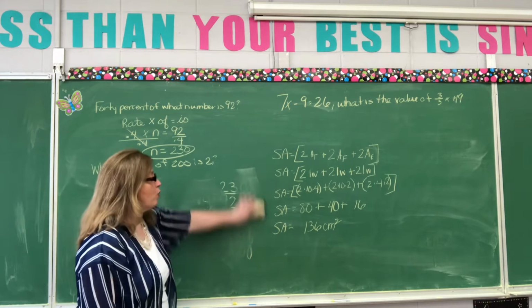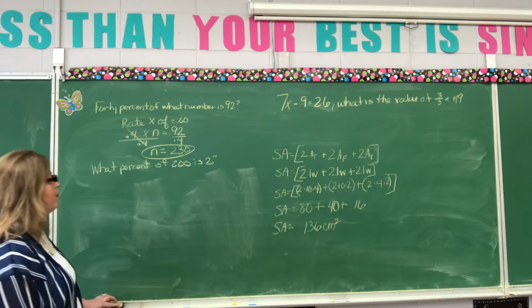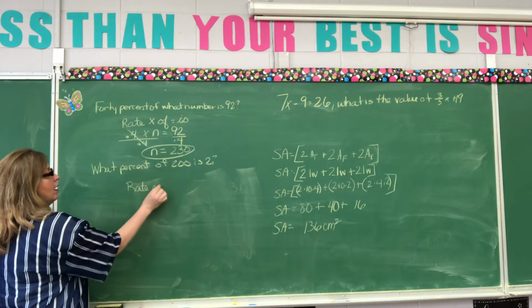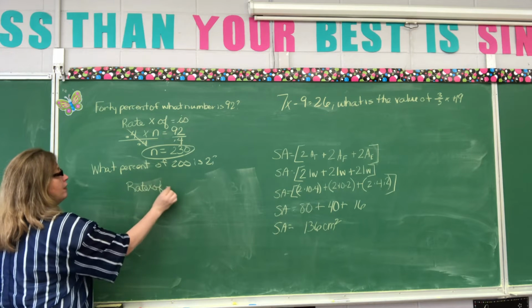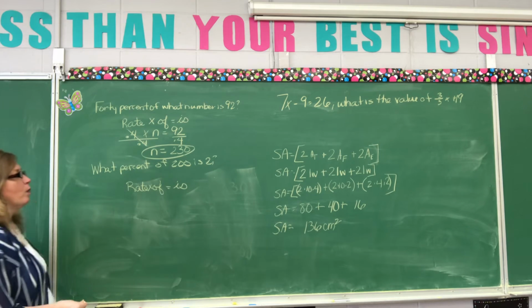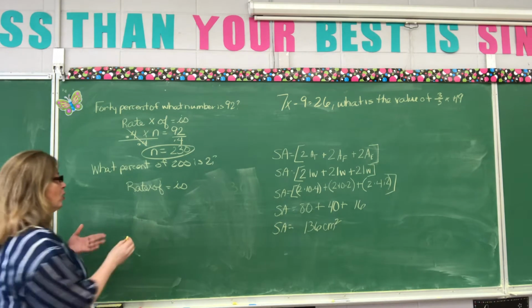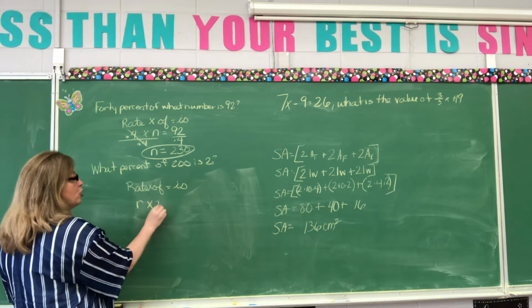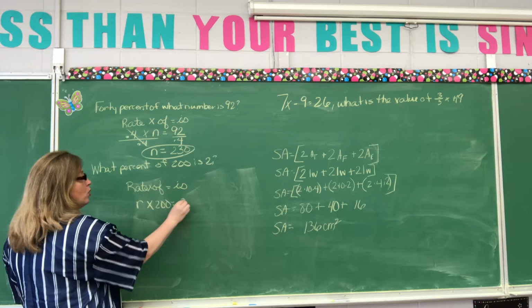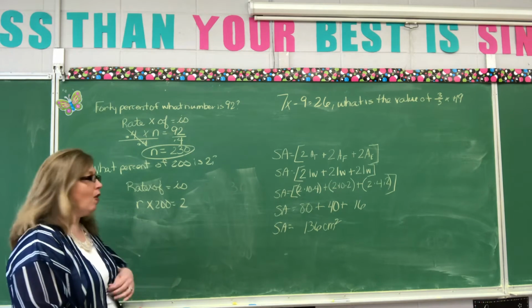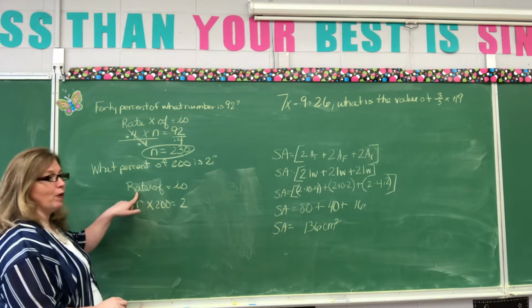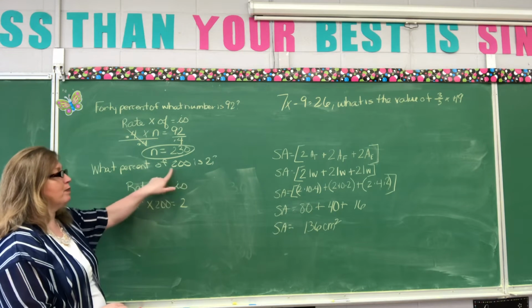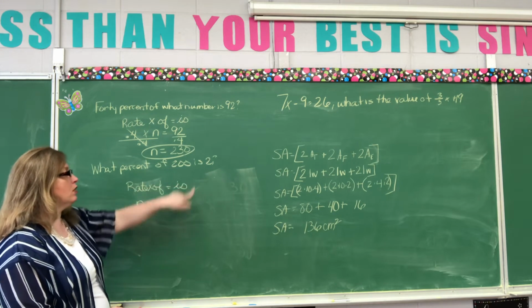Let's look at the problem right below. We're still using a rate, but it's a little different. But let's write it down. The rate times the of equals the is. Now let's see what we know. What percent? I don't know the rate. Times the of, the 200, equals 2. All I did was bring down the word rate because I don't know it. I filled in the of as the 200 because it's right there in my problem. Is, the equals, and then the 2.